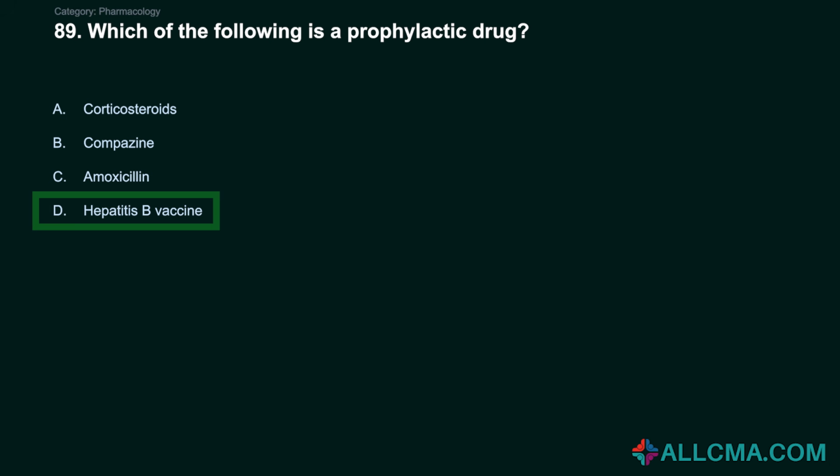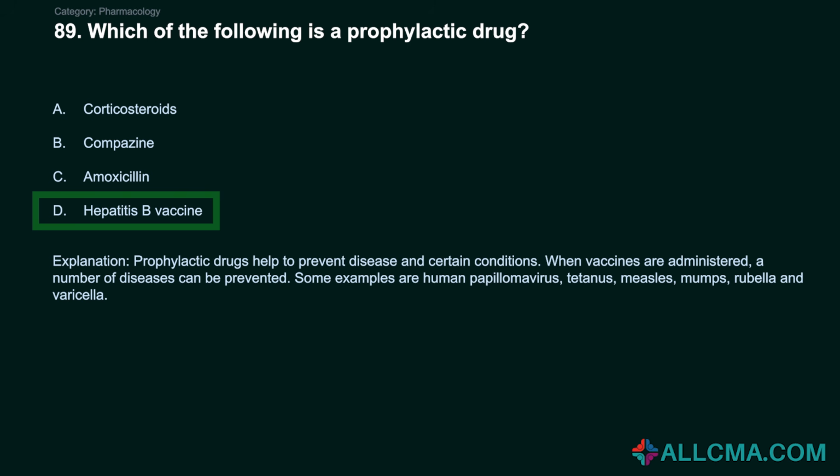Hepatitis B vaccine. Prophylactic drugs help to prevent disease and certain conditions. When vaccines are administered, a number of diseases can be prevented. Some examples are human papillomavirus, tetanus, measles, mumps, rubella, and varicella.